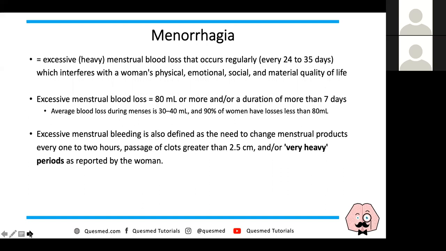But excessive menstrual bleeding is also defined as a need to change menstrual products every 1 to 2 hours, passage of clots greater than 2.5 centimetres, or any very heavy periods reported by the woman. So when we're taking a history of someone with heavy bleeding, we want to think about how many pads they are using, are they passing clots, and how is it affecting the woman's quality of life? And the most important thing to remember is that when a woman reports very heavy periods, there's actually no need for her to be asked to enter how many mils she's losing each period. If she thinks it's heavy, it's menorrhagia.